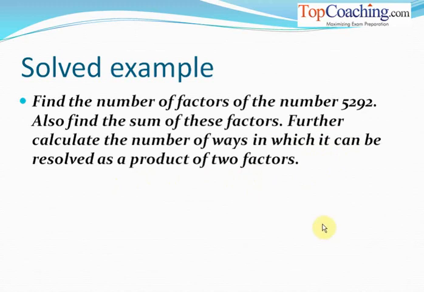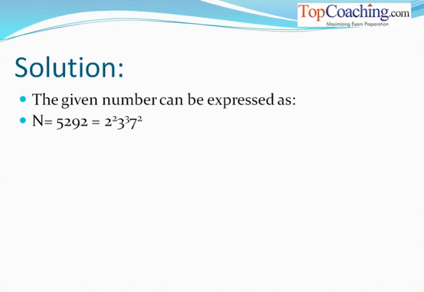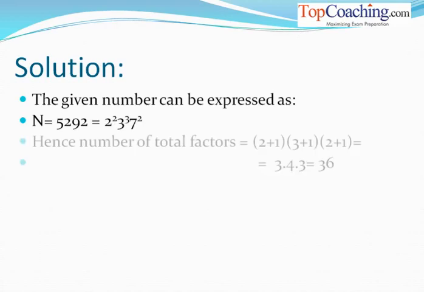The given number is 5292, and this can be written as 2 square into 3 cube into 7 square, where 2, 3 and 7 are prime numbers and 2, 3 and 2 are the exponents of these prime numbers. Now we know that the total number of factors would be (2 plus 1) into (3 plus 1) into (2 plus 1), that is equal to 3 into 4 into 3, that is 36.